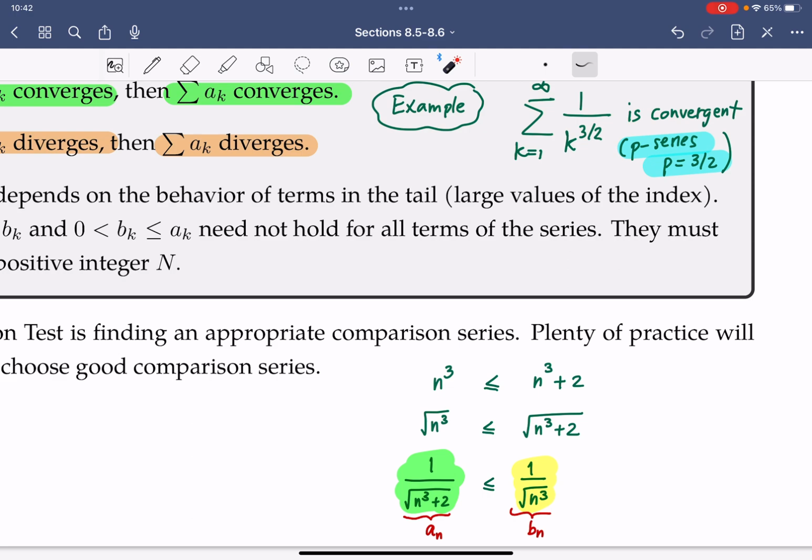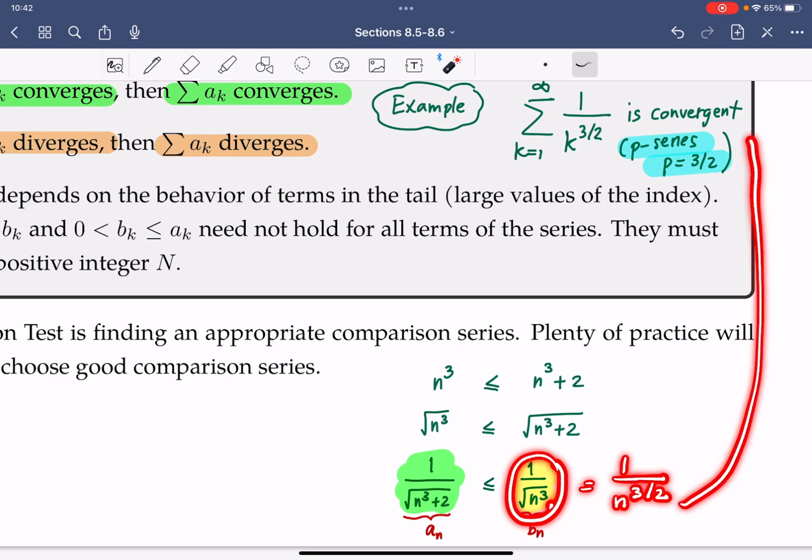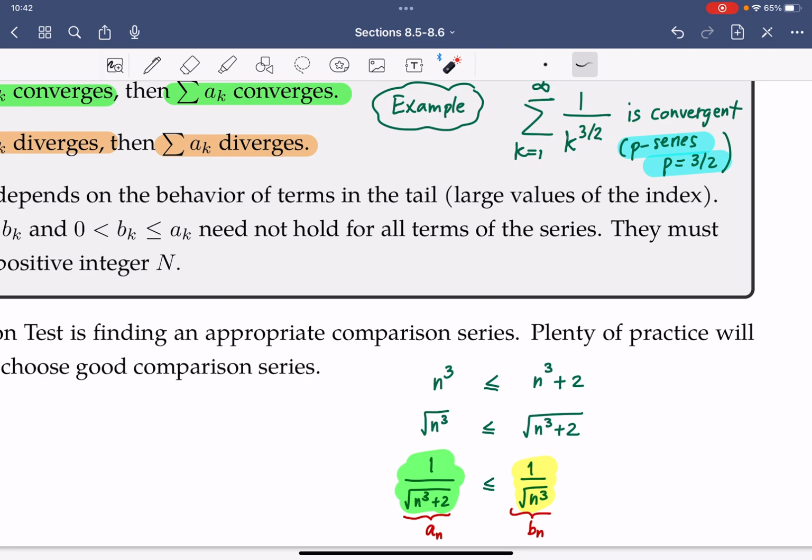And you already know that on the right hand side here, this is the P series, because this is the same thing as 1 over n to the 3 over 2, which matches the pattern of the P series. So if you have this inequality, and you also know that the right hand side, if you take the summation, is convergent by the P series, then you can apply the comparison test. This is the idea of the comparison test.